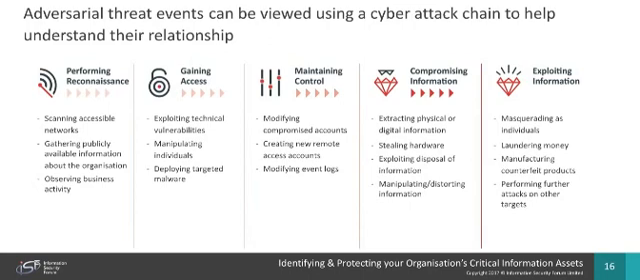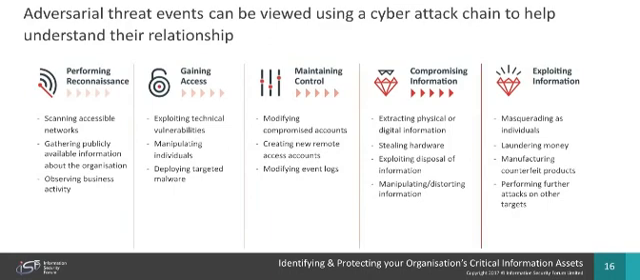When threats are successful in getting access to the organization, they will attempt to maintain control, so create backdoors, escalate privileges, create remote access points. And then once they've done that, the fourth step is they are then looking at compromising information, which in the case of crown jewels and high-value information assets, this is where that information is being extracted out of the organization.